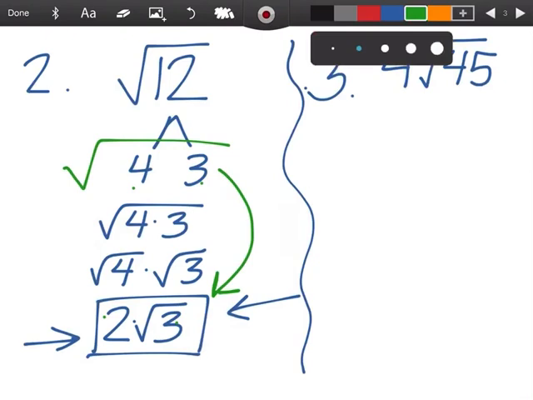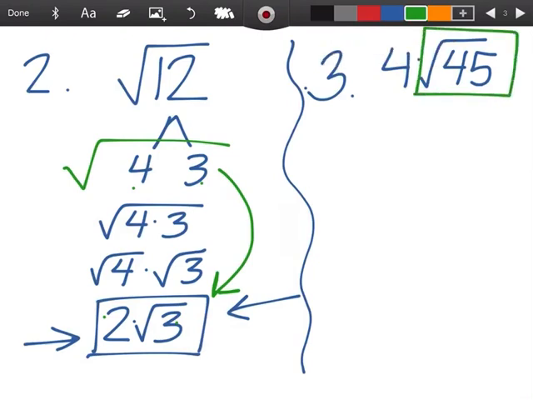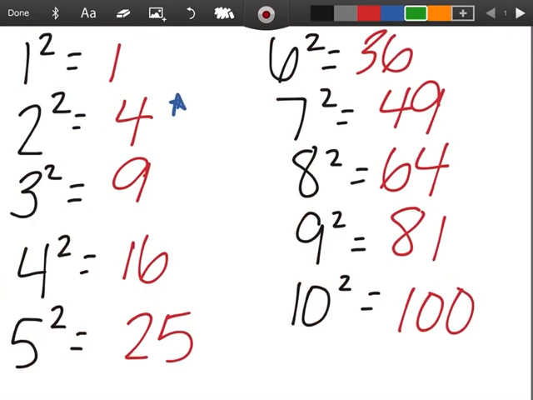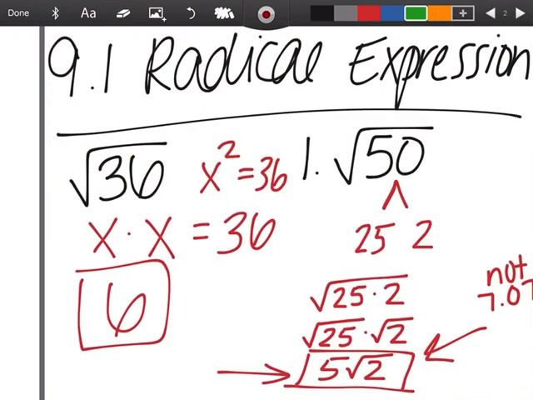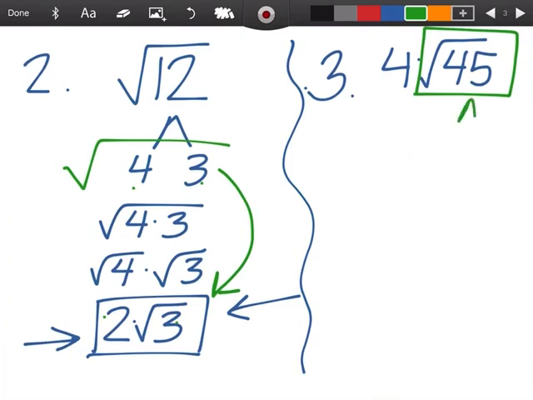So I'm just going to focus on simplifying the square root of 45, and then I'm going to make sure to multiply my answer by 4. So let's start by finding the perfect square that factors into 45, or that multiplies by something else to equal 45. So I'm going to use 9. So 45 is 9 times 5.